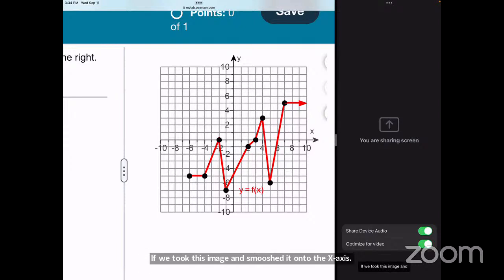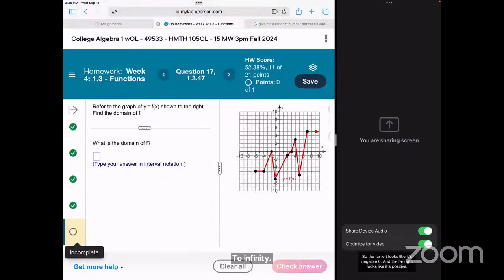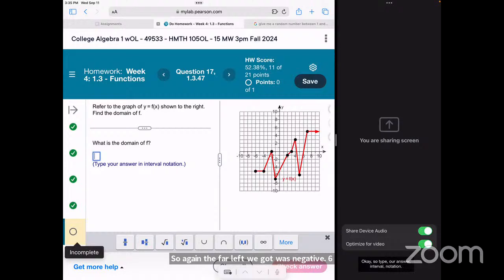That's called a projection. If we projected this onto the x-axis, the far left looks like it's -6, and the far right looks like it's positive infinity. Type our answer in interval notation. So again, the far left we got was -6. The far right we got was positive infinity. When I say infinity, it always gets a parenthesis. And because it looks like it includes the -6, we're going to use a square bracket.